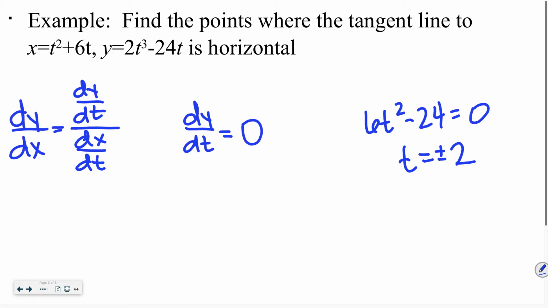So how about this half of the room? Find us the xy coordinate for t equals 2. So that is 2. Yep. This half of the room, find me the x and y coordinate for t equals negative 2.